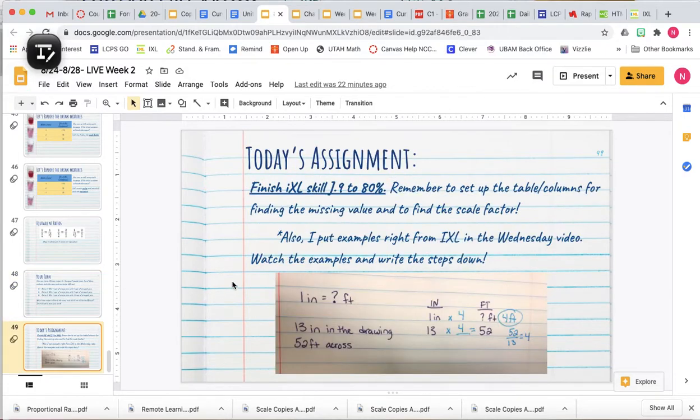Now, last thing, for today's assignment, you're just going to finish working on that IXL skill J9. Remember, you only have to get it to 80%, and make sure you set up that table like I did here. So if this was the exam or the problem, this was the scale with the question mark, it told me what the dimensions were. Set up this table just like I did. And I put examples right from IXL in the Wednesday video. So watch those examples and write the steps down and then try to do those. All right?